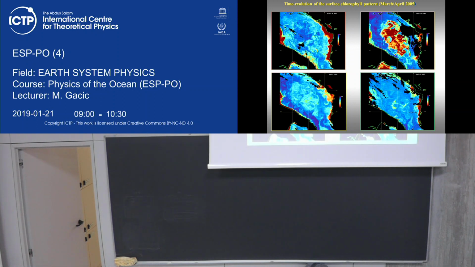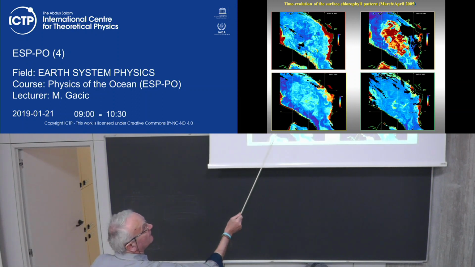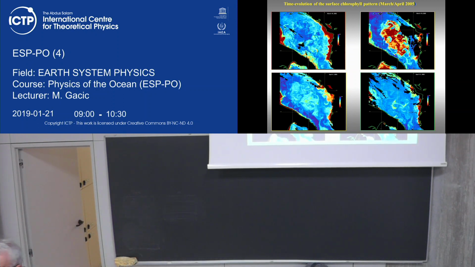Okay. So this is the time evolution of the sea surface chlorophyll concentration in the area of the Adriatic. What we can see here is the Adriatic, as you can see. The more reddish the color, the higher the concentration of chlorophyll. The bluish means low concentration of chlorophyll. Chlorophyll is practically the color of the seawater.